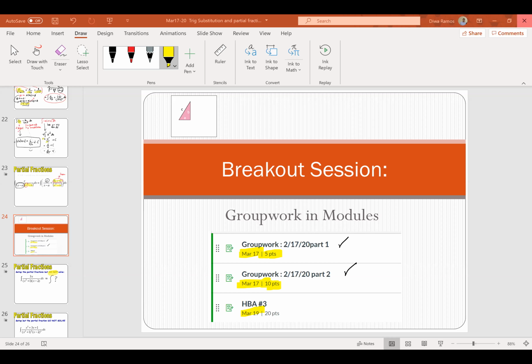You have up to March 23. That's a lot of days to complete this. I suggest you do it while it's fresh. And there's a second group work, which is the actual integration.